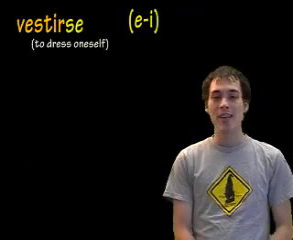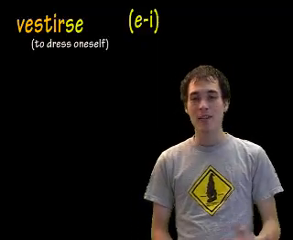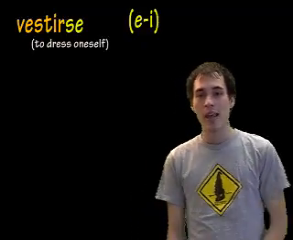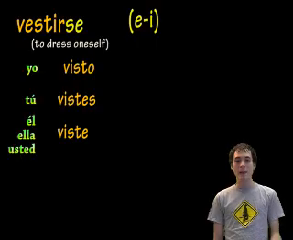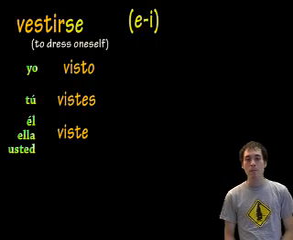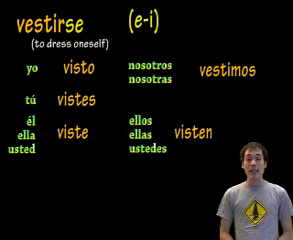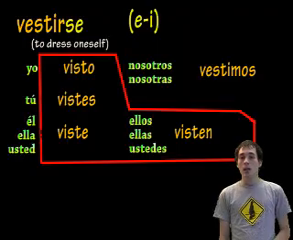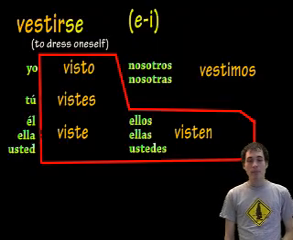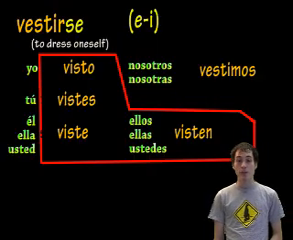Let's change vestirse. This is an E to I. There's only one E, so it'll be pretty easy to figure out which one it is. This means to dress oneself. Ignore the se. Now we have yo visto, tú vistes, él viste, ella viste, usted viste, nosotros vestimos, ellos visten, ellas visten, ustedes visten. Again, notice the shoe. The E to I only changes in the yo, tú, él, usted, and the ellos, ellas, ustedes forms.